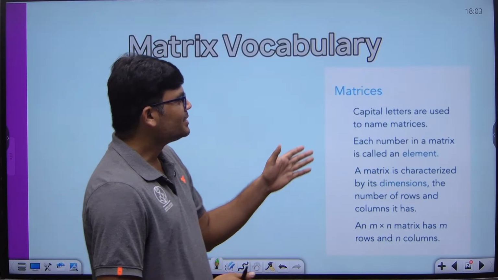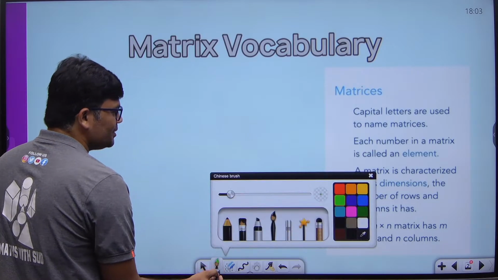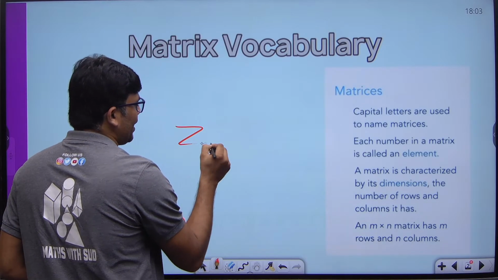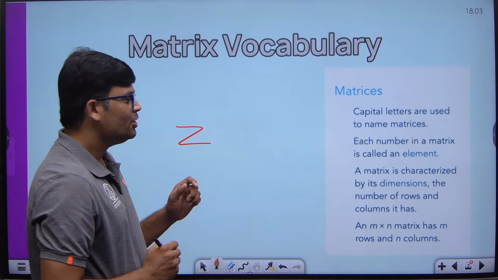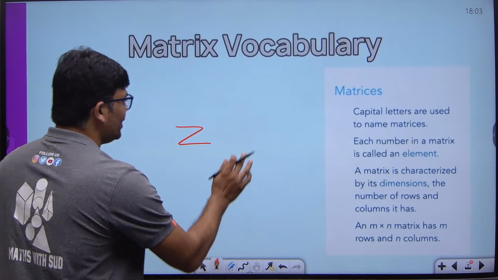So for matrices, capital letters are used. How can we define any matrix? If I want to write it, I will use capital letters. This is the basic thing. You can't write a matrix name with a small letter. Each number in the matrix is called an element.